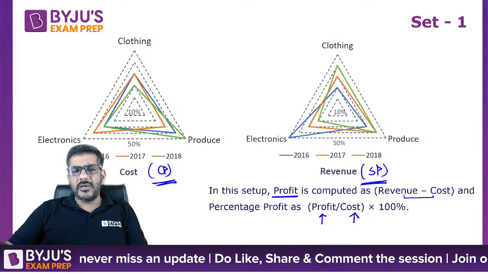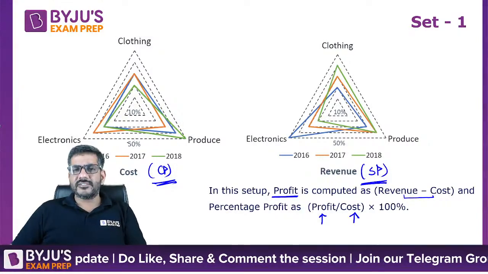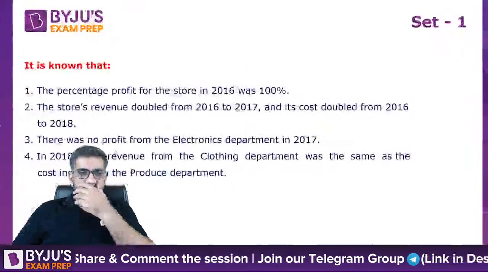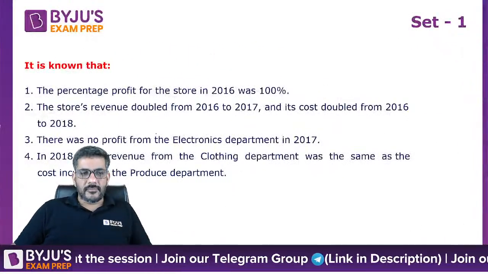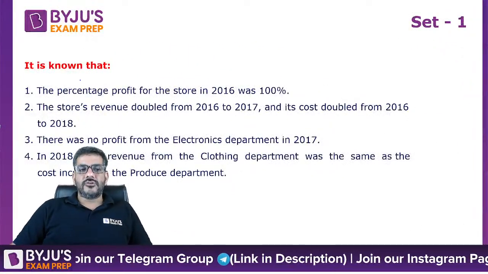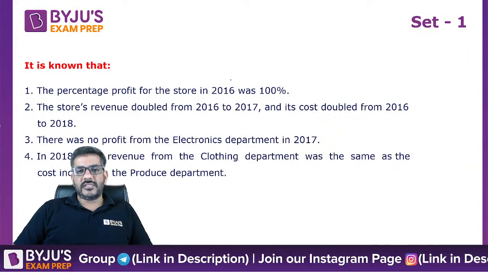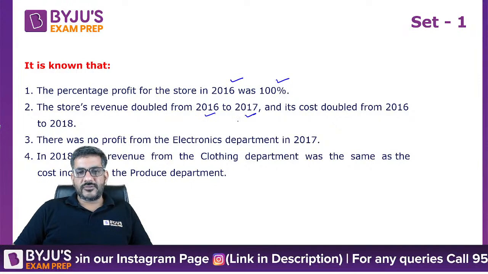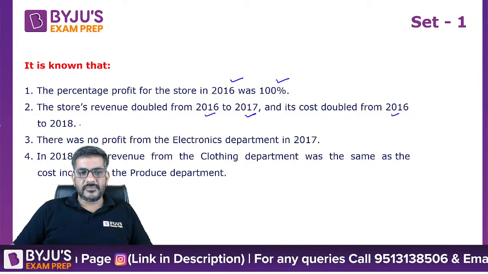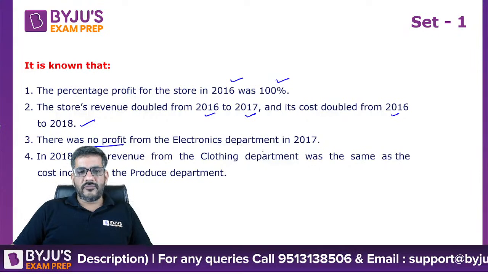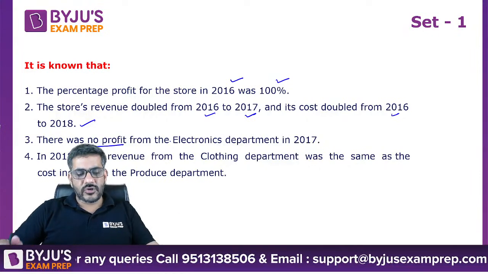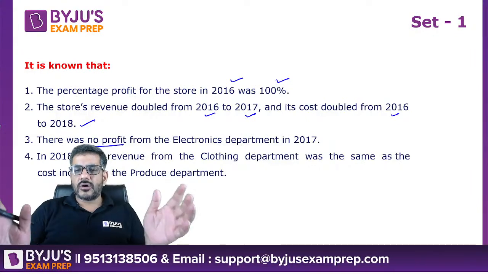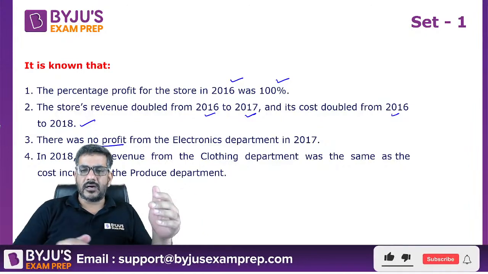This we normally know as well, so there is no need to put much thought into it. Now, there is some more information given to us. It is also known that the percentage profit for the store in 16 was 100%. The store's revenue doubled from 16 to 17 and the cost doubled from 16 to 18. There was no profit from the electronics department, and there is a lot more information. I will be talking about all this information on the upcoming pages.